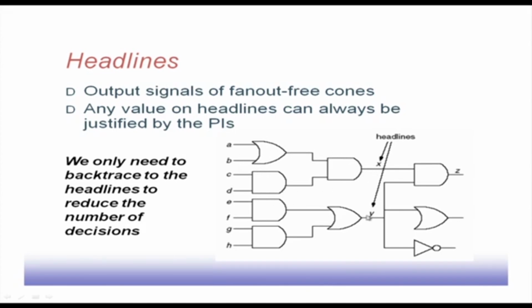Similarly, since this is a headline, we can continue and come to this point. So whenever we are doing a backtrace, if we find that we have reached a headline, we do not need to backtrace further. This is the idea of this FAN algorithm. We will continue in the next class.